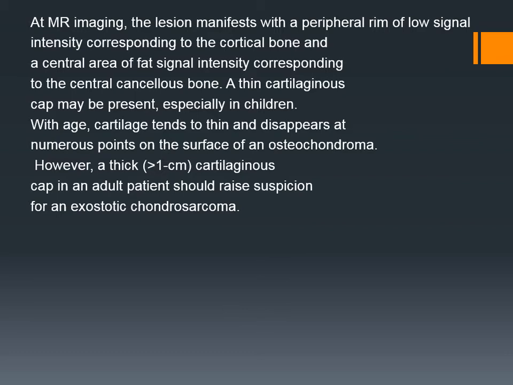At MR imaging, the lesion manifests with a peripheral rim of low signal intensity corresponding to the cortical bone and a central area of high signal intensity corresponding to the central cancellous bone. A thin cartilage cap may be present, especially in children. With age, cartilage tends to thin and disappear at a number of points on the surface of the osteochondroma. However, a thick cartilage cap, more than 1 cm, in an adult patient should raise the suspicion of a secondary chondrosarcoma.